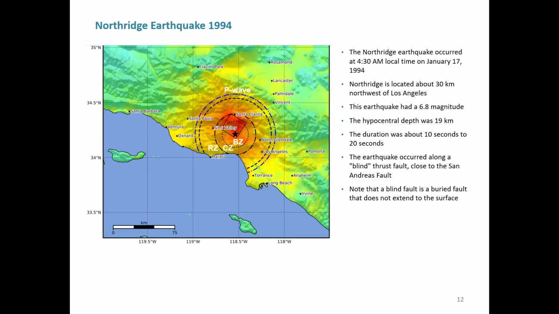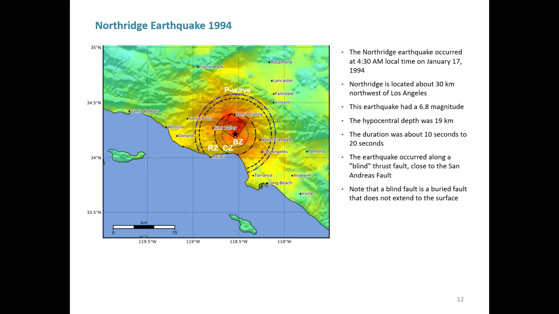So if we talk about the epicenter, that's the point at ground level above the true earthquake source, and then the true earthquake source is below at some depth. The earthquake occurred along a blind thrust fault close to the San Andreas Fault. So a blind fault is a buried fault that does not extend to the surface.